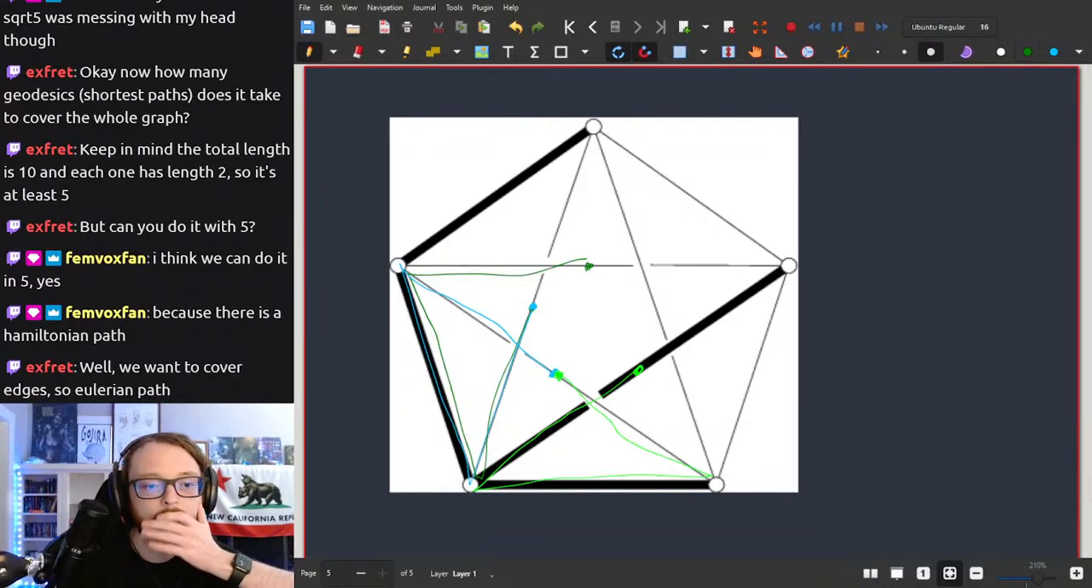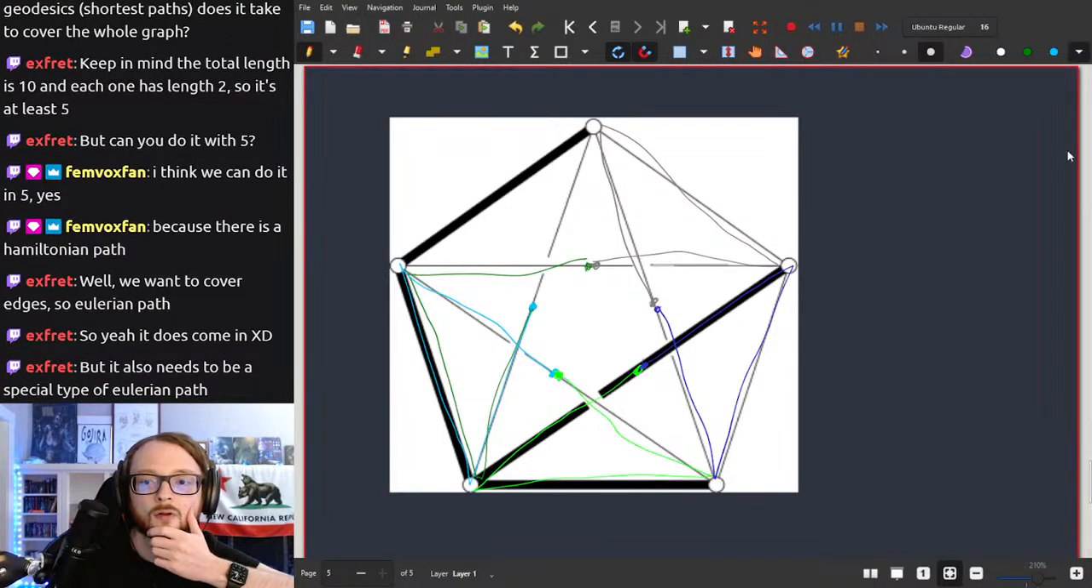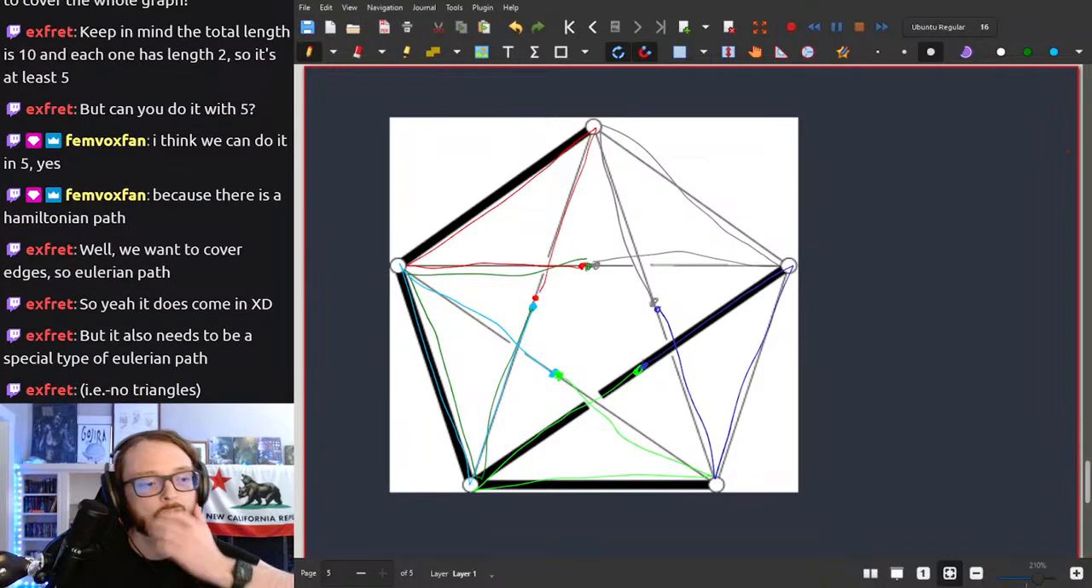Three. 4. Oh, I don't think... I think I'm getting 6 with this choice. 5. 6.